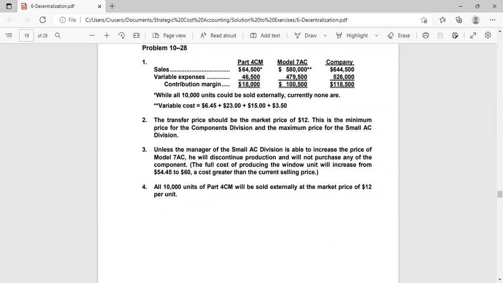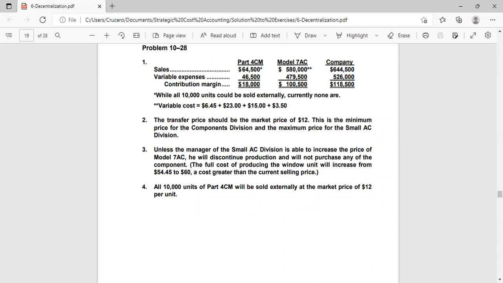Given current market conditions, this is the maximum price that the buying division can pay. So we have now here the small AC division sells 10,000 units of model 7AC each year with a unit price of 58, and we are given the current market conditions. This is the maximum price that the division can charge for model 7AC.